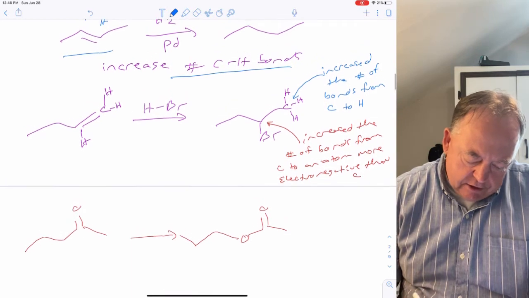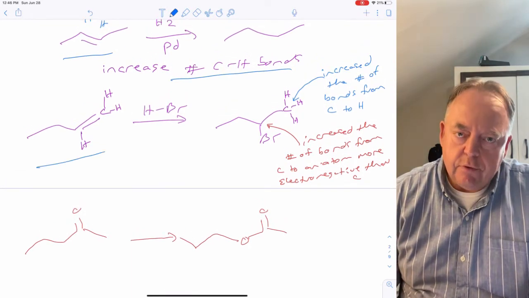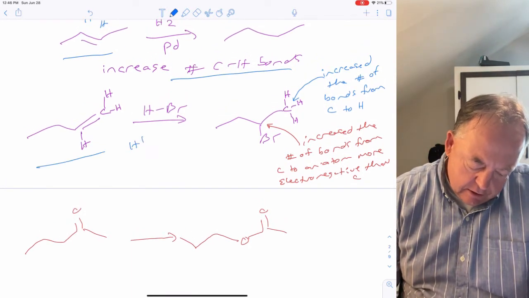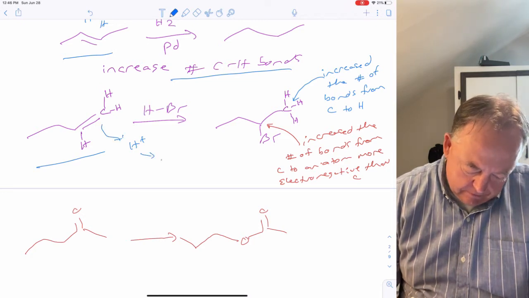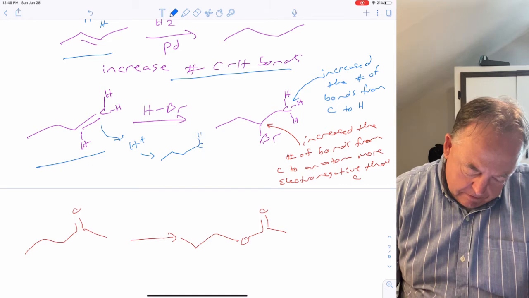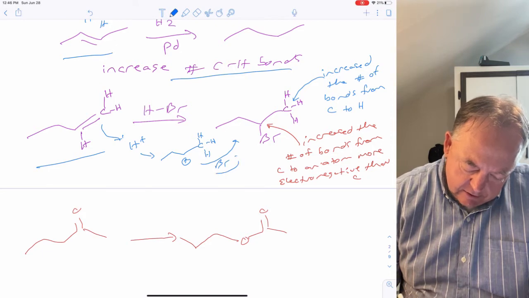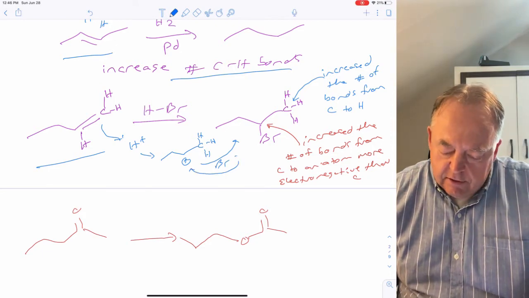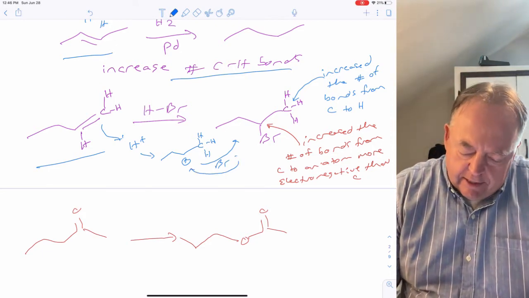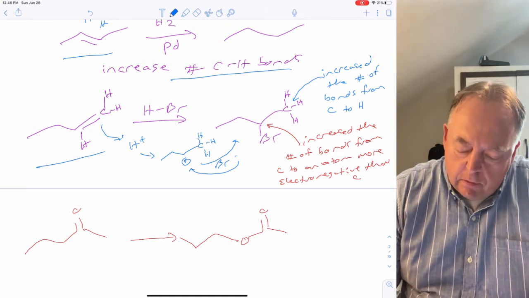So how about this reaction? We looked at how alkenes react with HBr, if you remember that reaction. Take the pi electrons, make a bond to carbon, which makes this carbocation, and then Br minus adds to that carbon. So this would be your final product. You added H and Br across the C double bond C.